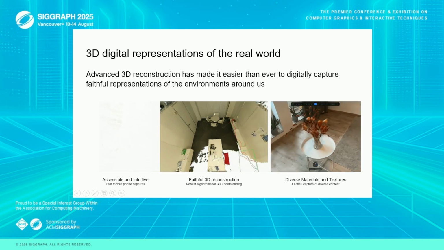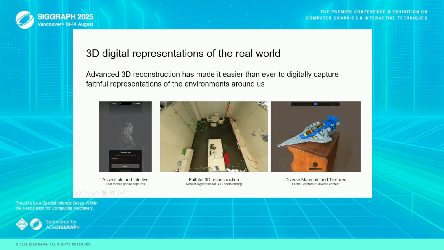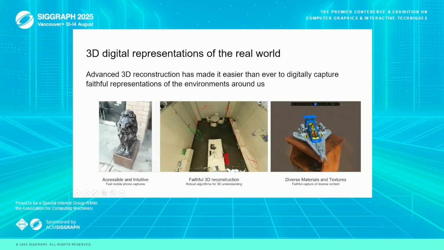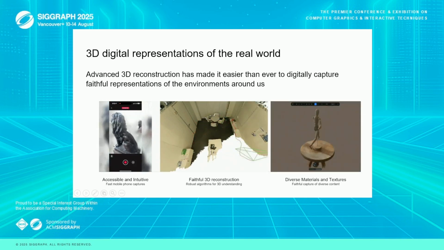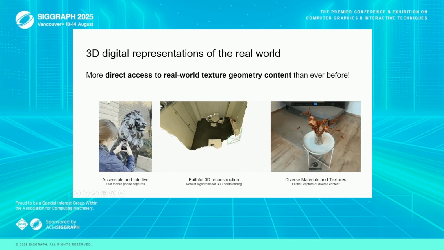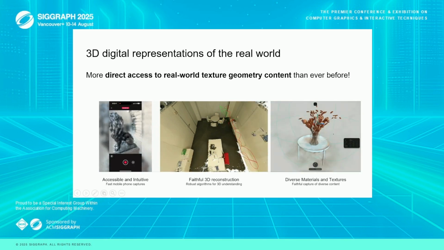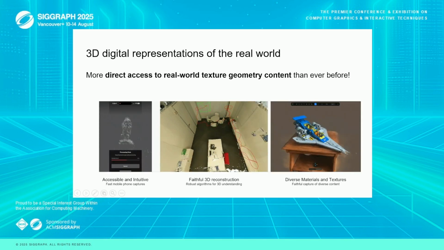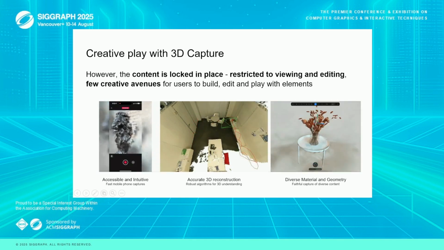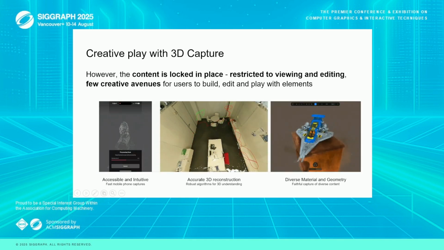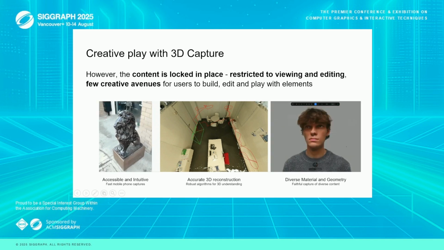That's what makes modern 3D reconstruction exciting for creative people. Digital capture and representations like 3D Gaussian splats are bringing us closer to faithfully capturing the real world, with more direct artistic access to real-world texture, geometry, and content than ever before. Unfortunately, as good as these captures look, they're often locked in place, restricted to viewing with few avenues for creative play.